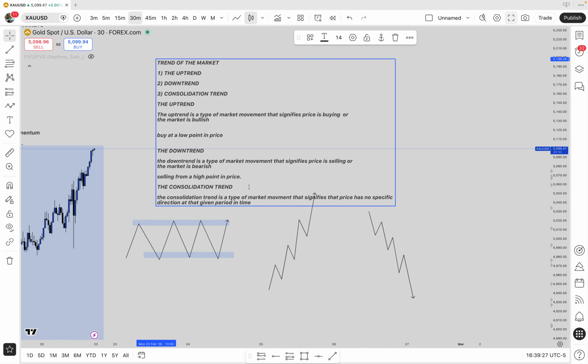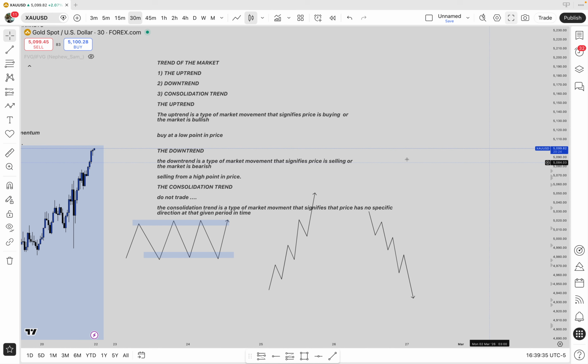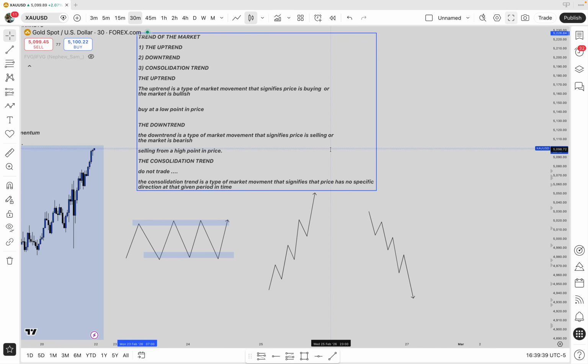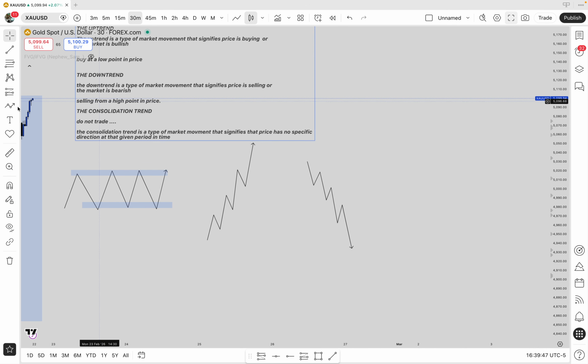Now, in the consolidation trend, do not trade, because price does not have a specific direction. Do you guys understand? So this is more of the technical aspect. Now, apart from these trend basics, we also have what we call zones. I'm not going to explain this in this class.